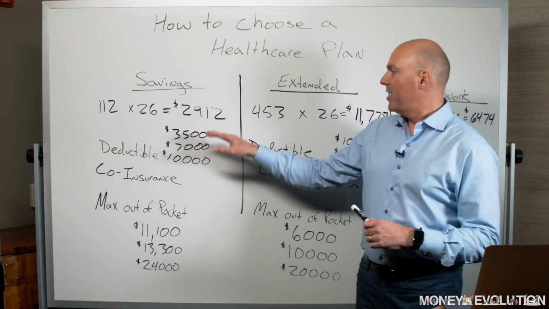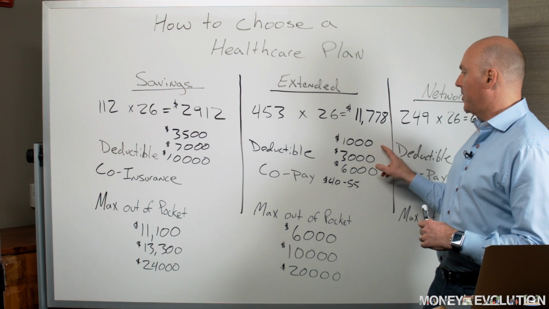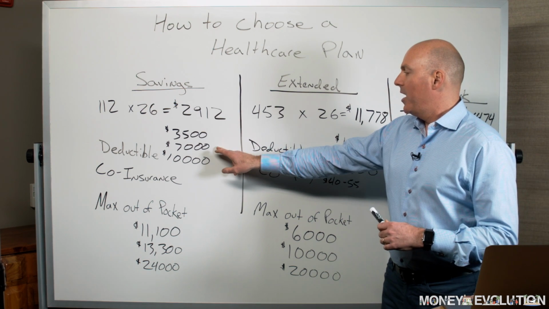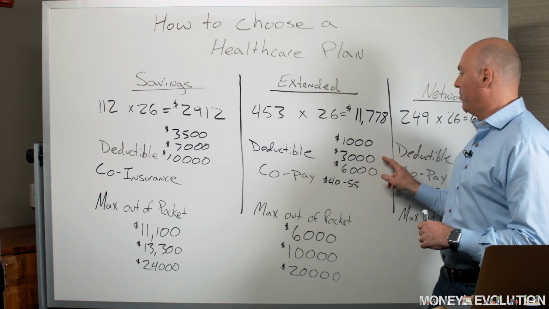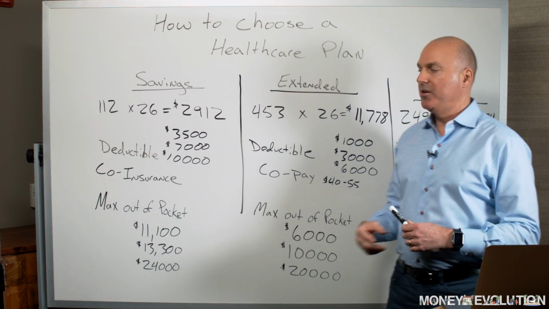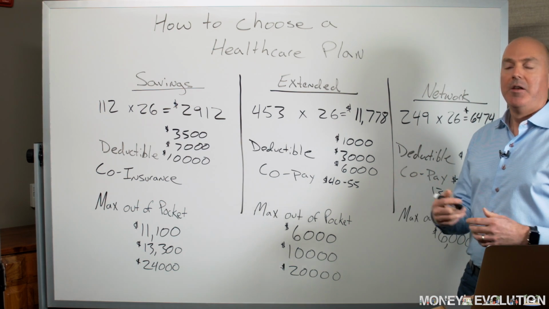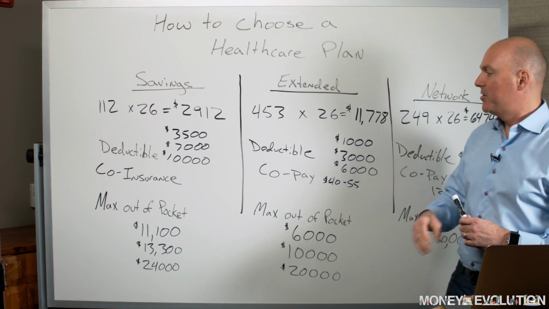Over here on the savings plan option, the three deductibles are $3,500 compared to $1,000 for the in-network, $7,000 compared to $3,000 for the expanded network, and a $10,000 deductible compared to the $6,000 deductible for the out-of-network providers there.